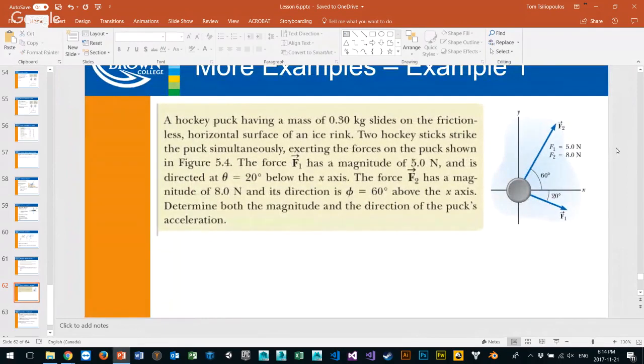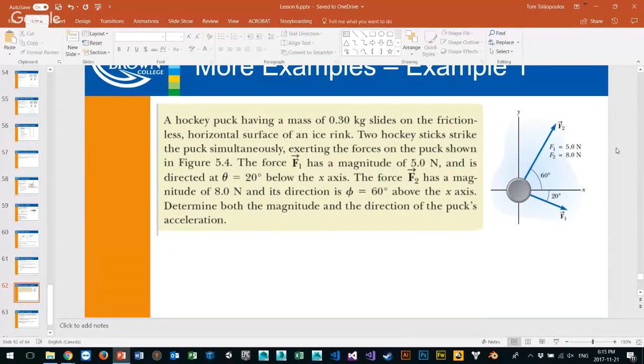Okay, so now, a hockey puck having a mass of 0.3 kilograms slides on a frictionless horizontal surface of an ice rink. We know it's not frictionless. Why? Because what's a hockey puck made of? Some kind of rubberized or rubber-like product, right? A lot more plastic now than anything else, right? So you've got some kind of plastic on ice. So it's not going to be frictionless. It's going to be close, but not frictionless, right?